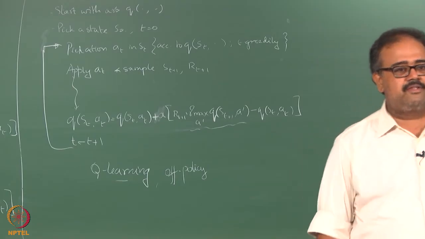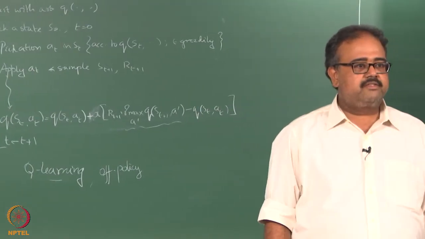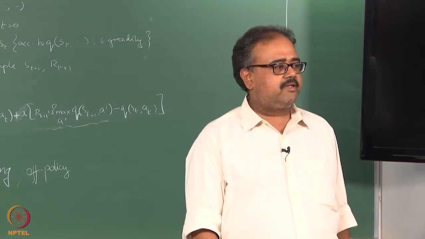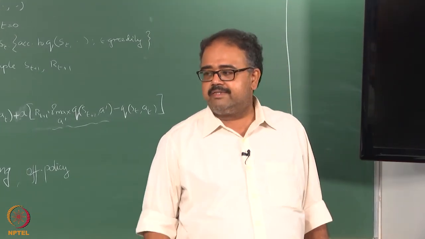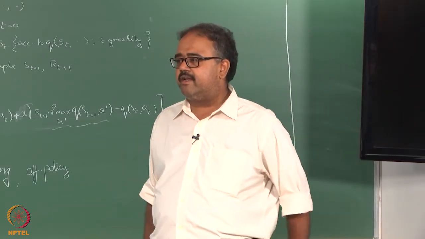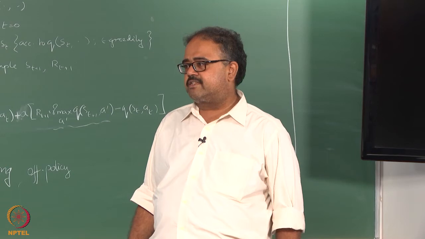So the estimation policy for me is the optimal policy, and the behavior policy can be something completely random. So that is one reason you would want to use Q-learning in a large state space, because I can behave arbitrarily so that I get to explore a larger fraction of the state space.